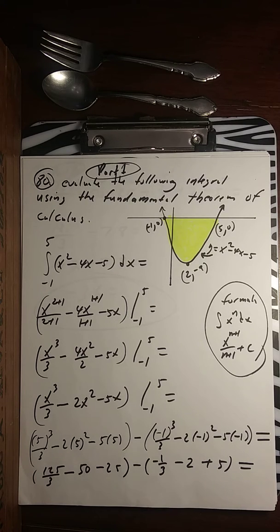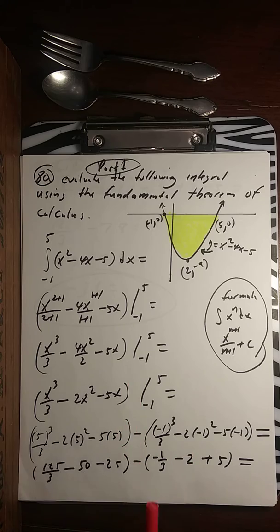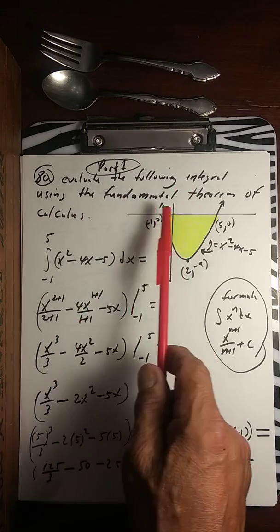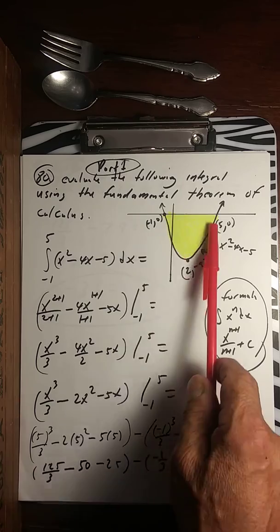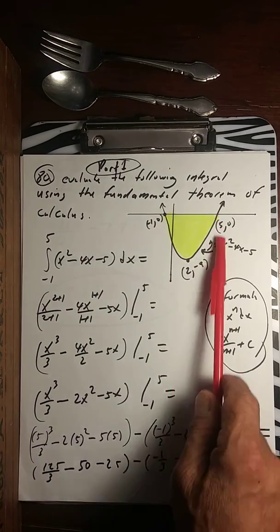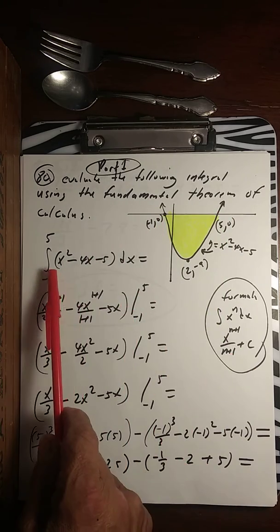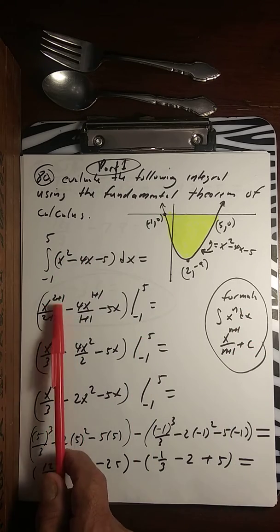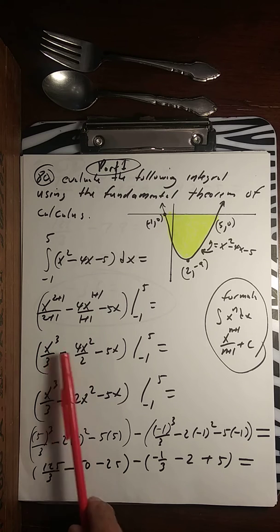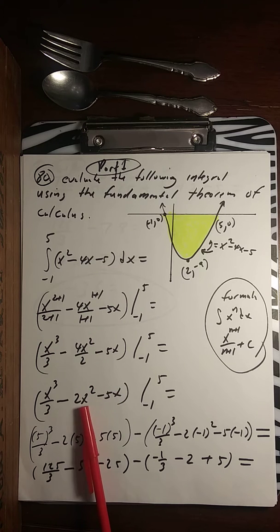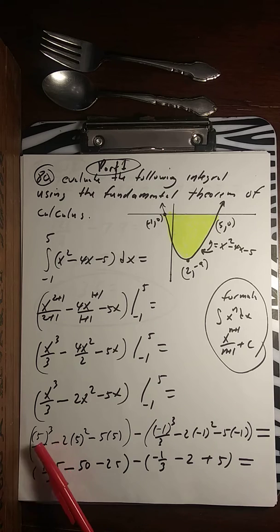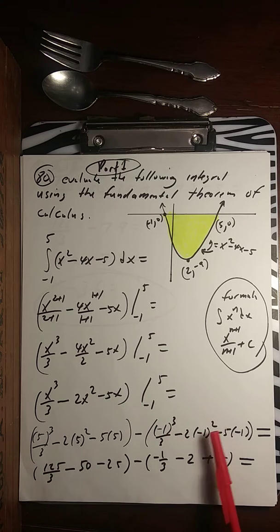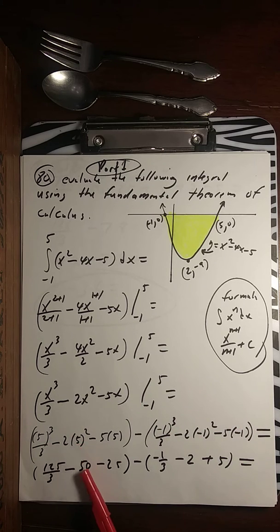Alright, next one. We have evaluate the following integral using the fundamental theorem of calculus. There's the area we're looking for. The top is this one, the bottom is the graph. So now, integral from there to there of this function. There, use this formula again. 2 plus 1, 2 plus 1, 1 plus 1 plus 1. So we have 3, we have 2. This reduces to square. So now put the numbers in there. 5, 5, 5, and negative 1, negative 1, negative 1. So that's going to be 125 minus 50 minus 25. Negative 1/3 plus 2 plus 5.